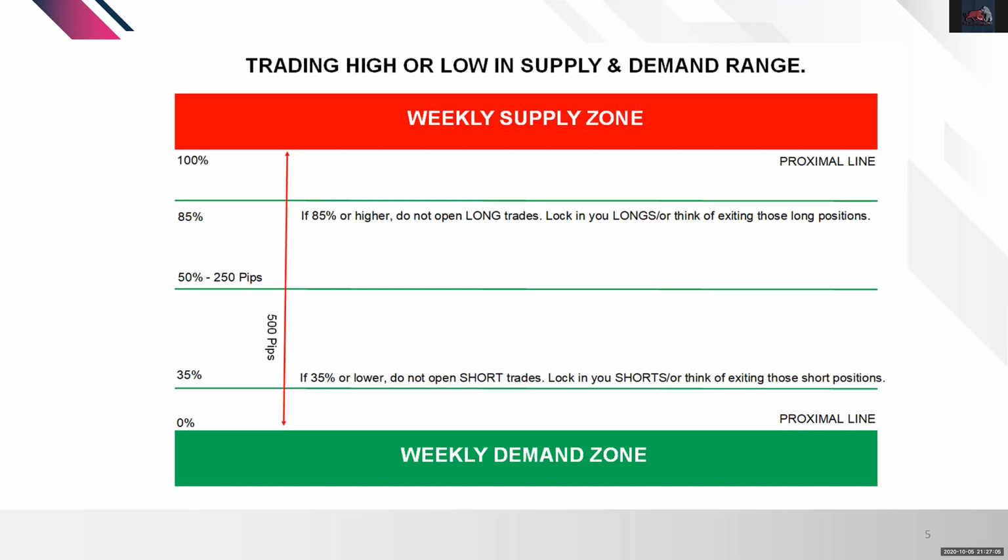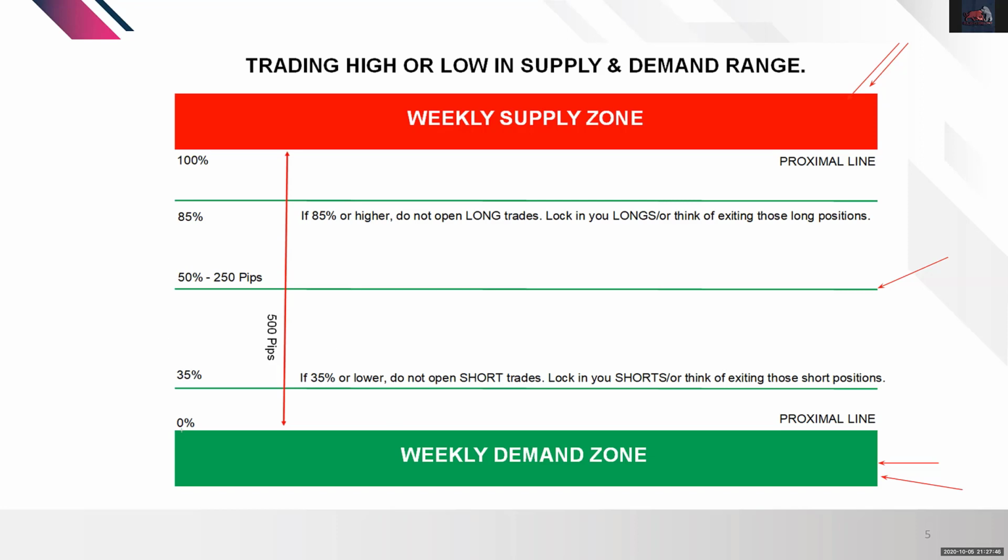So you can clearly see we've got our weekly supply zone. So this is based on a weekly time frame. The red area represents our weekly supply. The green zone represents our weekly demand. Now, when you look between the weekly supply and the weekly demand, we've got a total of 500 pips, meaning our 50% is coming in at 250 pips. That gives us 250 to the upside and 250 to the downside.